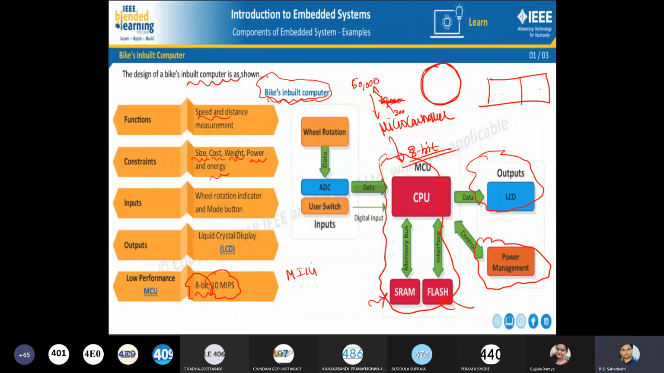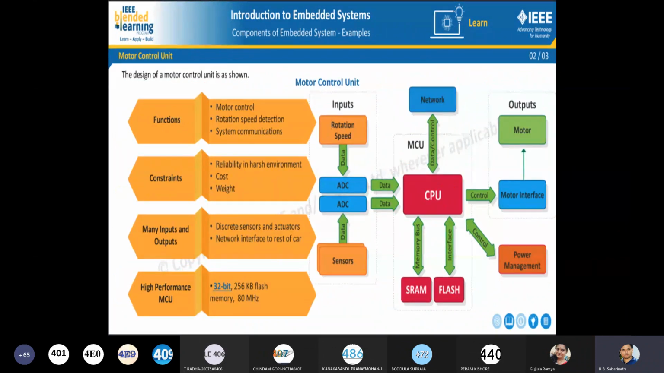For example, you take another example, which is somewhat more complex. Maybe some motor control unit is there in this. The functions of the system are, okay, this system needs to be connected to a network.